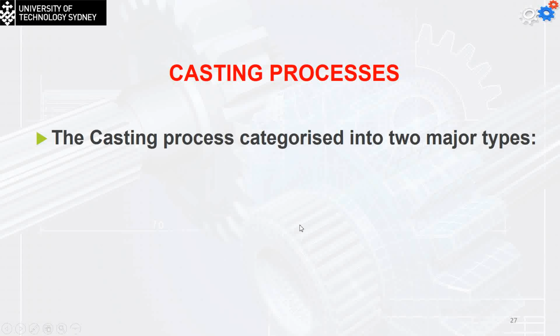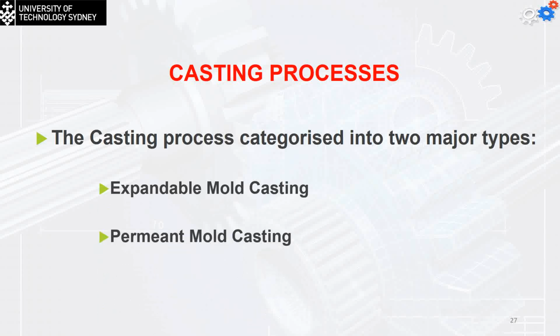Okay, now in this part we are going to talk about the casting processes, and once again this is not going to be a detailed one. We are only going to go through these processes officially, so we can talk about it further in the class. So we mentioned earlier that the casting processes simply can have two categorizations: the first one, expandable mold casting, and also we can have the permanent mold casting.